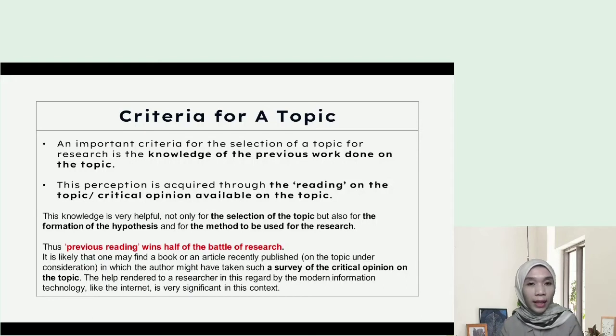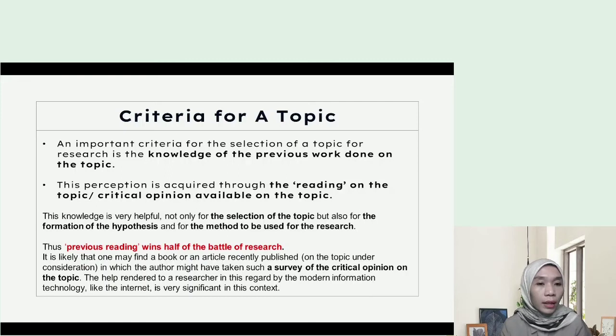How do you do that? You need to have the knowledge of the previous work done on the topic. You need to have the reading. This knowledge is very useful, I can say really critical in your research process. Why? Because not only for the selection of the topic, but also for the formation of the hypothesis, and later for the method to be used for your research.